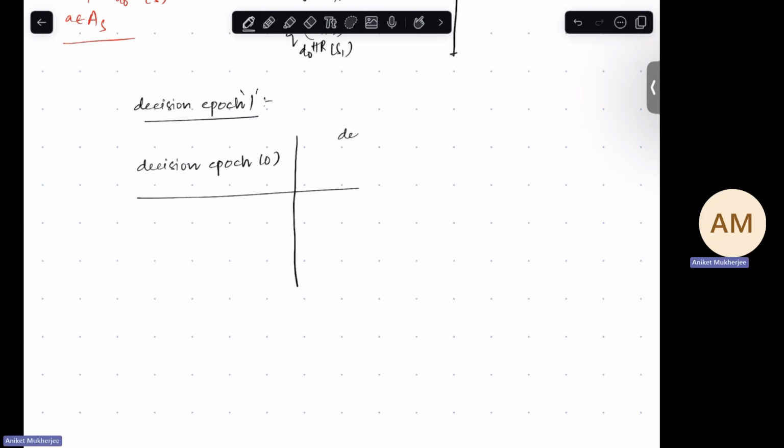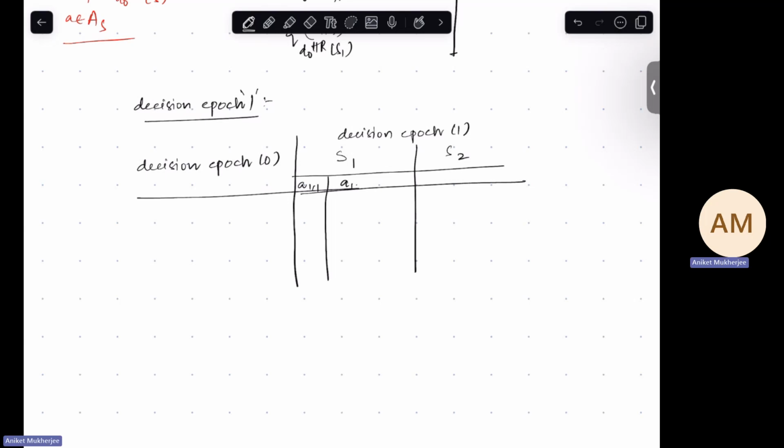Then your decision epoch 1. In decision epoch 1, you can have S1 or S2. It can be in any one of the states. If you are in S1, you can take three actions: A11, A12, A13. And if you're in S2, you can take only A2.